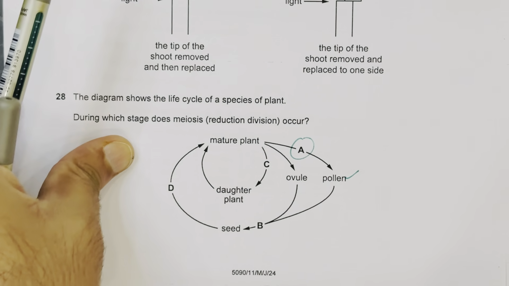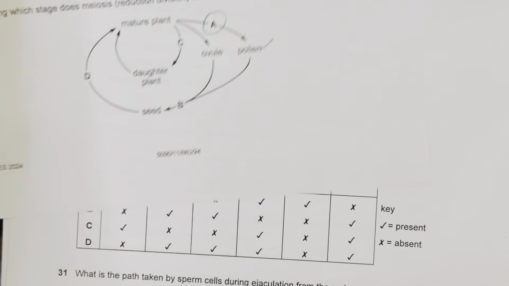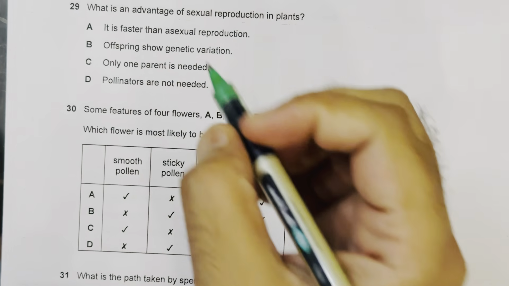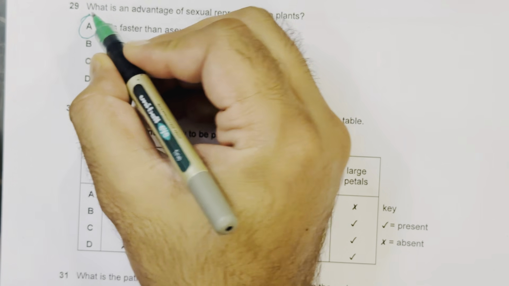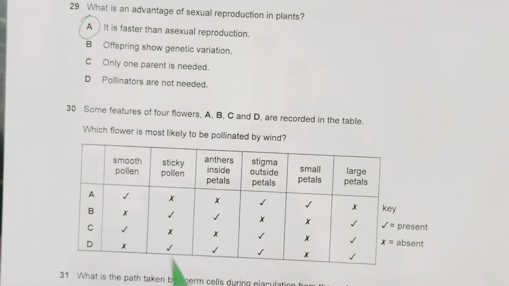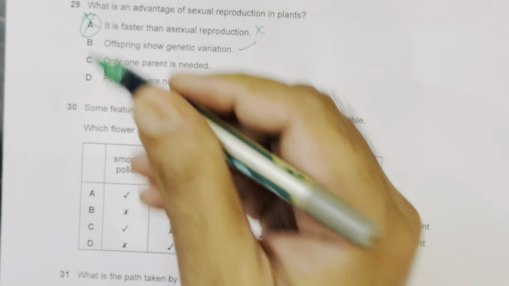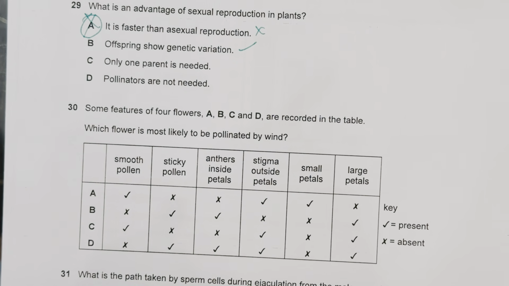Moving to question number 29. What is an advantage of sexual reproduction in plants? It is faster than asexual. Yes, this is the right answer. No, sorry, this is not the right. Offspring show genetic variation. Yes, this is the right answer. So option number B is the right choice.